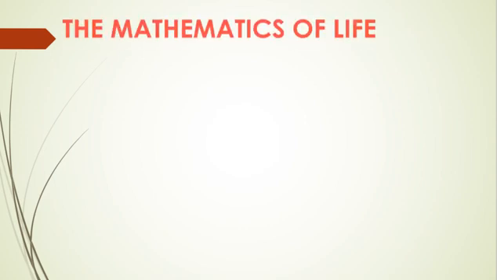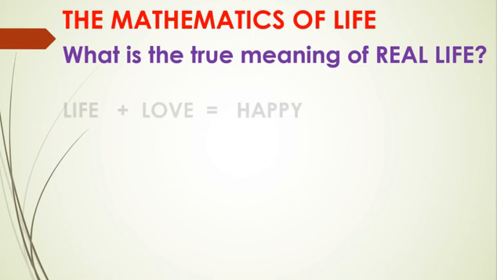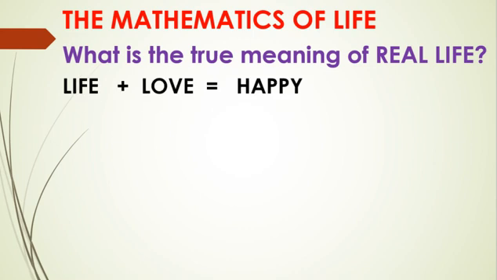Now that you had learned how to solve systems of linear equations in two variables by the elimination method, let us go back to this question. The mathematics of life. What is the true meaning of real life? Life plus love equals happy. Life minus love equals sad.